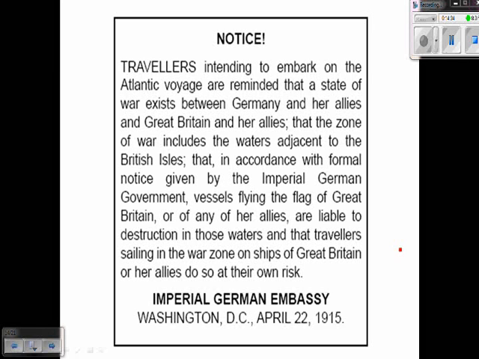And if you want to pause it and read through it more carefully, we'll look at it a little bit in class. It was just simply a warning that Germany was giving to the United States in particular and other countries around the world that any people traveling on a ship of Great Britain was doing so at their own risk. Now, if you look at the date, April 22nd, 1915, this warning was issued almost a month before the sinking of the Lusitania. So when you start thinking about what event occurred soon thereafter, it was the sinking of the Maine.